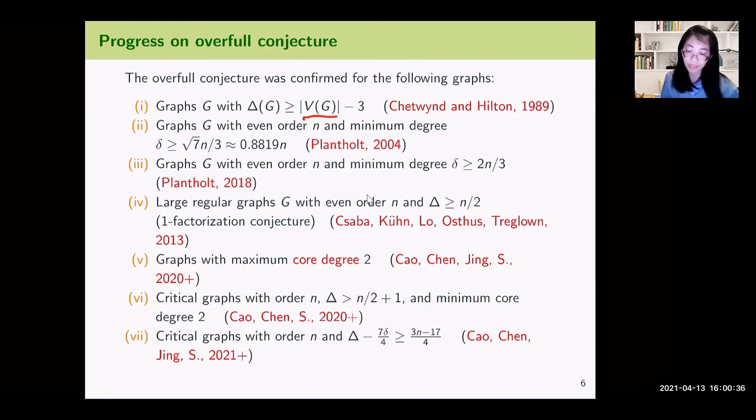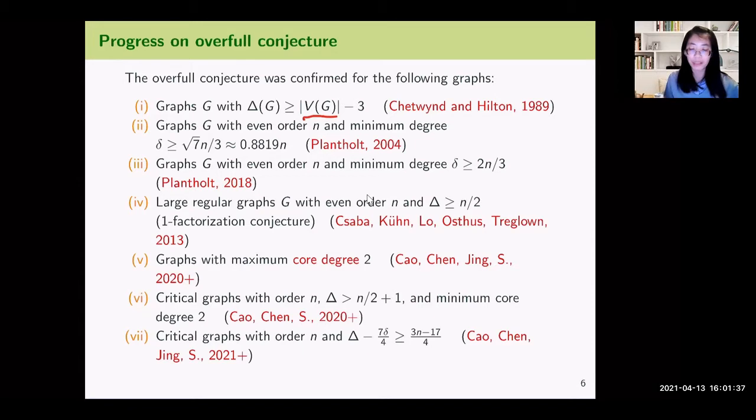The next one is for minimum core degree 2. For all class 2 graphs with maximum core degree at most 2, those graphs are actually Δ-critical with Δ at least this value. Based on that work, we showed that if the minimum core degree is at most 2, and the graph is Δ-critical with Δ greater than n/2 + 1, then if it's class 2, the graph is overfull. And then recently we can prove that if we have a Δ-critical graph of order n, and the maximum degree is much bigger relative to the minimum degree, then the graph itself is overfull.